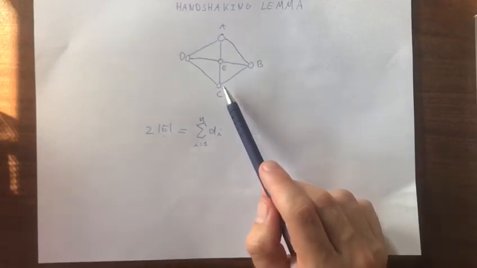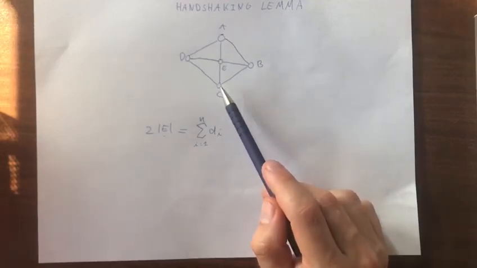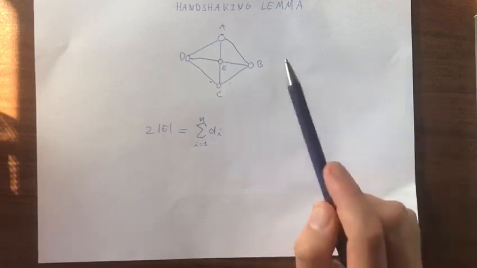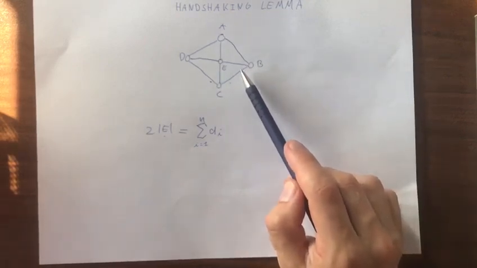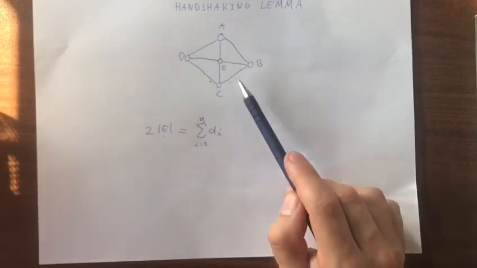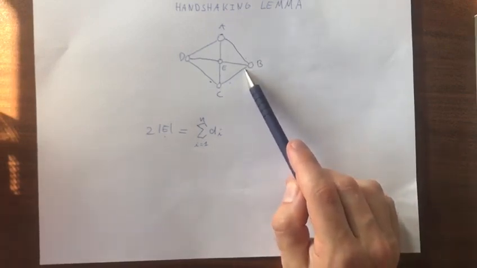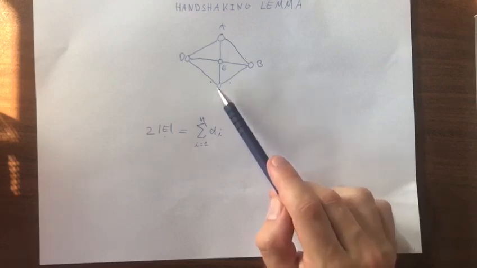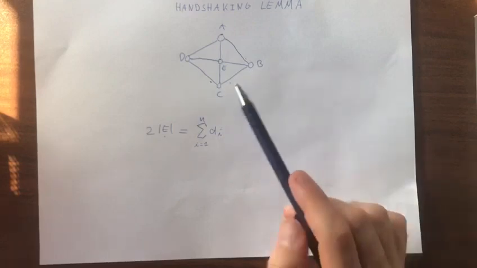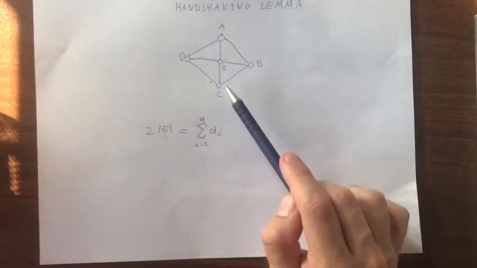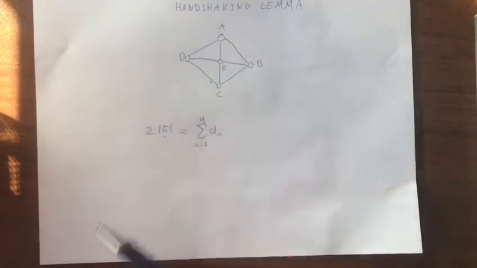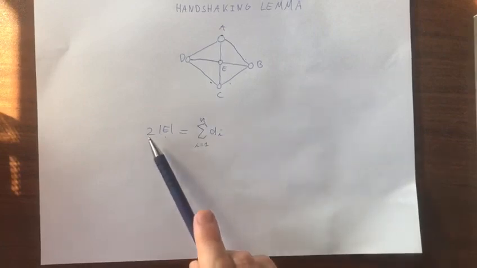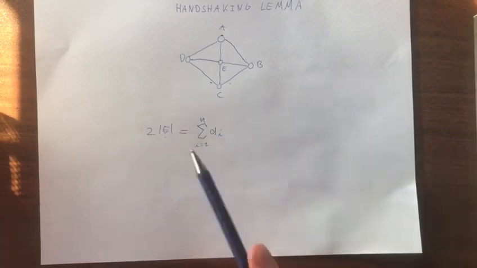Well, if we take the sum of the degrees of the vertices, suppose we start with C, this has a degree of 3, and then we look at B, which also has a degree of 3, we notice that we have counted this edge twice. And since an edge can only be connected to two vertices at once, by taking the sum of all the degrees, we count each edge twice. So the sum of the degrees will give you twice the amount of edges.